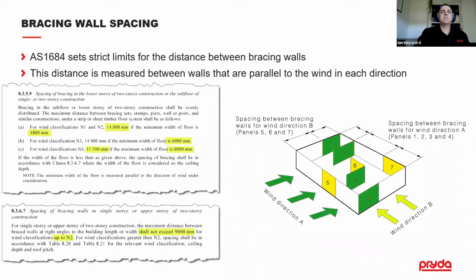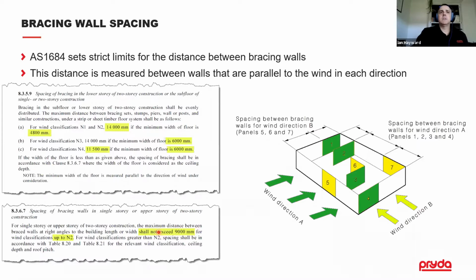Part of the AS1684 is the bracing wall spacing, so it sets strict limits for the distance between these bracing walls, and this distance is measured essentially parallel to the wind direction. In this green direction, you can see these units highlighted in green form a part of the bracing resistance in this direction, and the distance between them is measured perpendicular to these brace walls. If we turn and look at this other orientation in the yellow direction, then these yellow highlighted walls form part of the bracing in that direction.